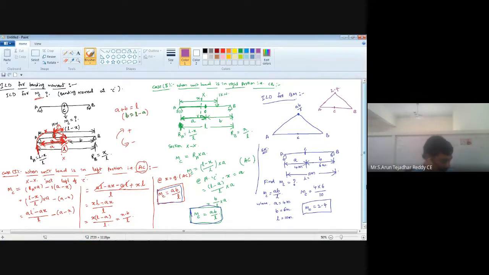Okay, is it okay? So up to here we have completed ILD for reaction, ILD for shear force at C, and ILD for bending moment at C. In the reactions we calculated ILD for RA and ILD for RB, next shear force at C, bending moment at C. Finally, I will draw all the diagrams on a single page. Once observe those diagrams.